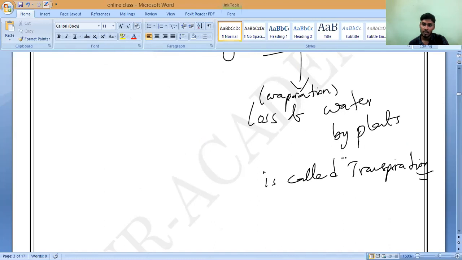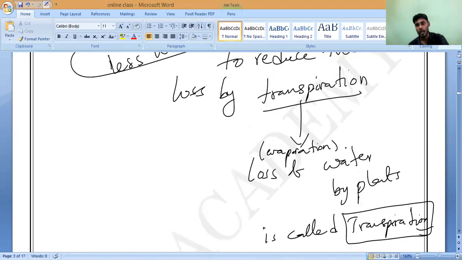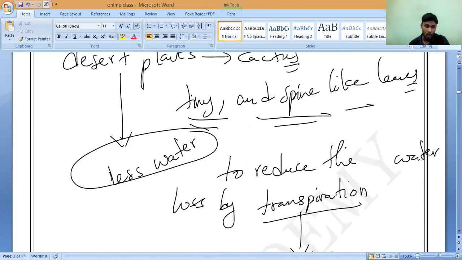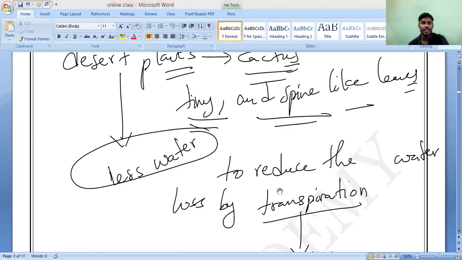Evaporation of water by plants is called transpiration. So if you take this desert plant like cactus, they have tiny, spiny leaves to reduce the loss of water by transpiration.